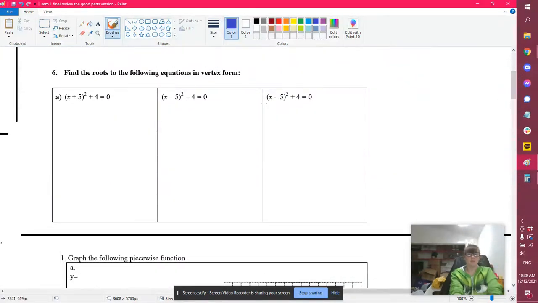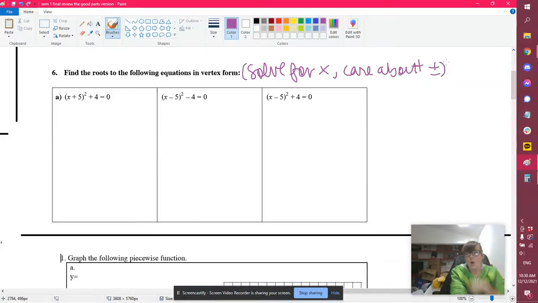Okay, find the roots to the following equation in vertex form. This is what I'm just going to solve for x. So solve for x. Care about the plus or minuses. So if I want to solve for x here, I would subtract 4 on both sides. Get x plus 5 squared equals negative 4. I would square root both sides, and this is where I care about the pluses or minuses.